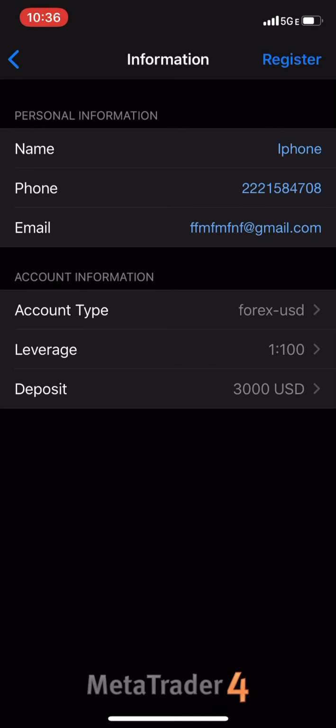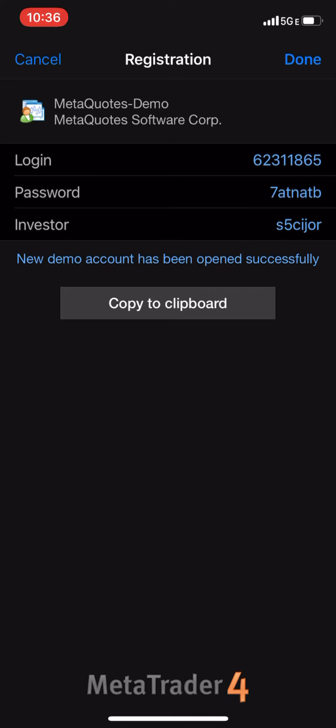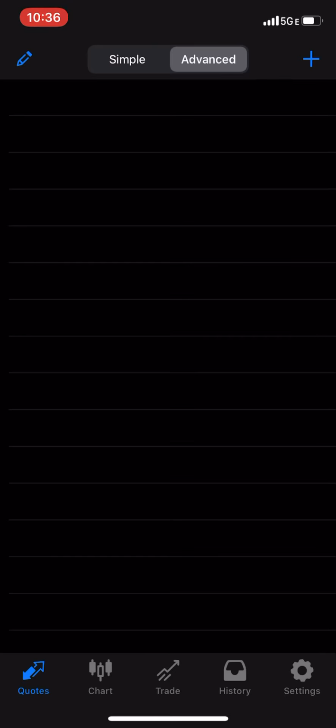But for now, until you're comfortable with taking those steps, always, always, always utilize the demo account so that you can practice without having the monetary risks. After you've filled out the information, you're going to click register. It's going to give you a login, the password, and an investor password. Now you can copy this, you can save it somewhere in case you make the account initially on your phone and you want to log into it on your computer, vice versa if you make it on the computer and you want to log in on your phone.